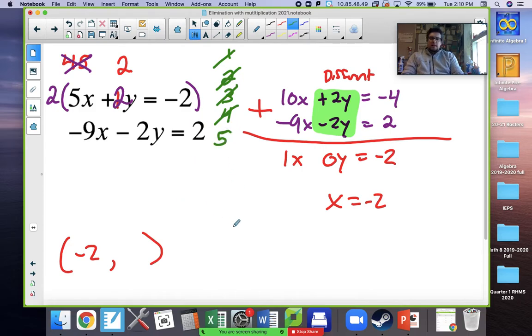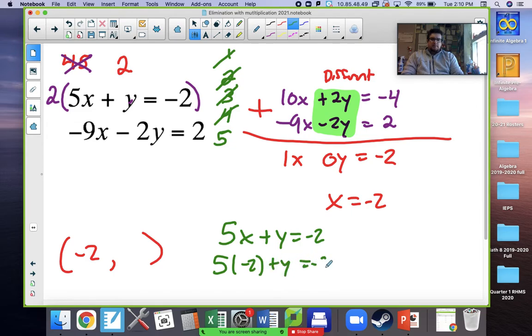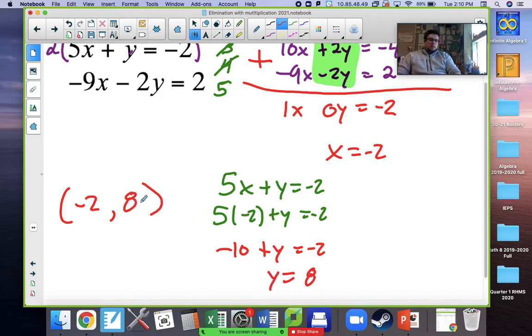5, we're going to plug it back in. So I'm going to choose that top equation, 5x plus y equals negative 2. I'm not going to get confused that I have that 2 right there. I plug in negative 2 for x. I get negative 10 plus y equals negative 2. So y equals 8. Let's look at 2 more examples.